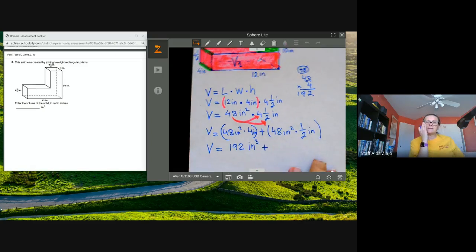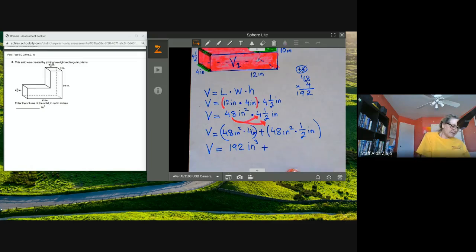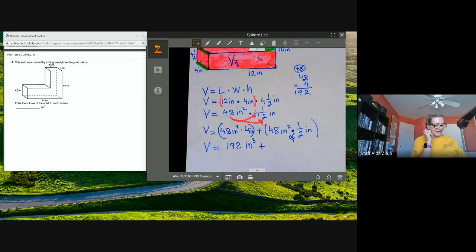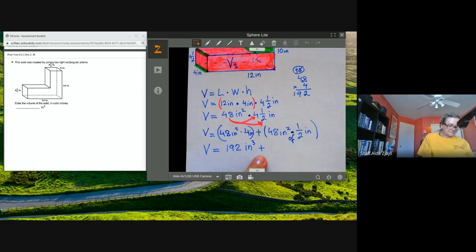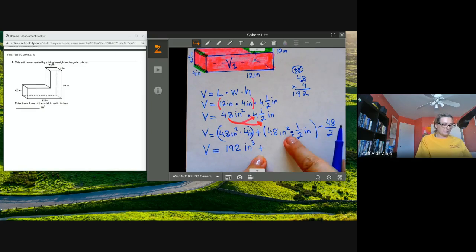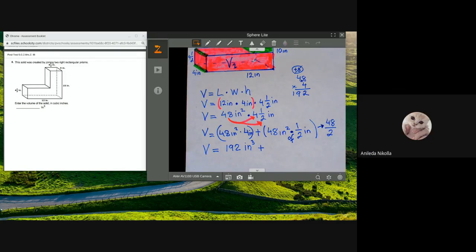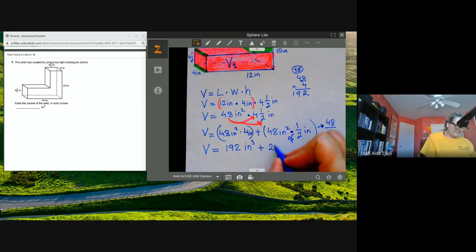Okay, and now I want you to think that multiplication means the same as "of." It's 48 halves. Okay, 48 halves, or what is a half of 48? It is 24. Bravo, 24, and again it's cubic inches.